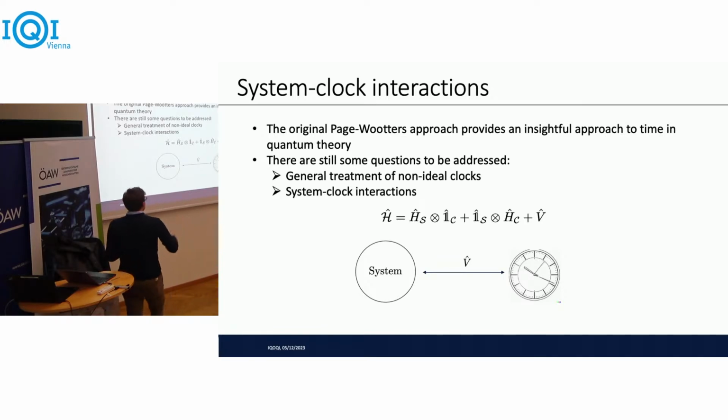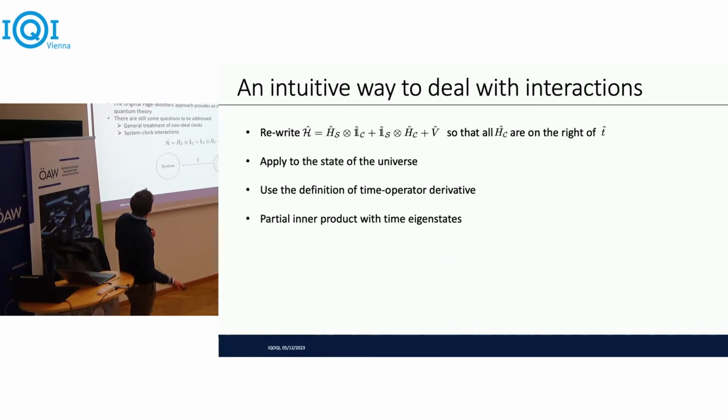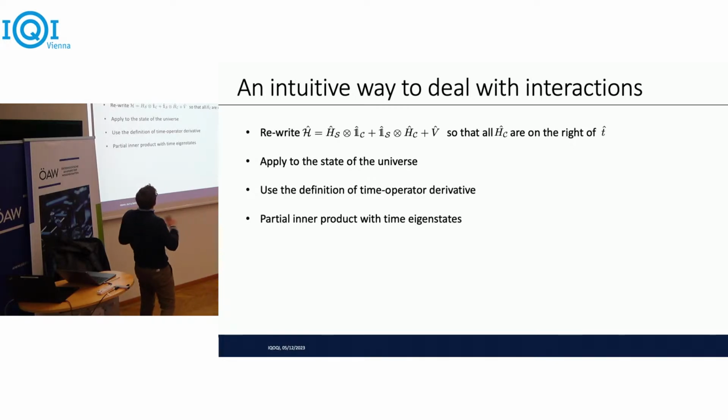Okay, so let me do that. Let me consider system and clock, and let's add this interaction bit here, this V hat. How do our conclusions change? Well, now I'm going to use the notation I introduced before to show you a way to solve the Page-Wootters model for any kind of interaction. For any constraint you have, you get this constraint, and now you move all the H_Cs on the right and all the T's on the left.